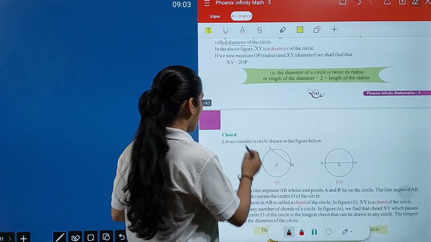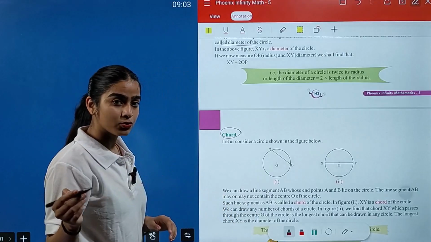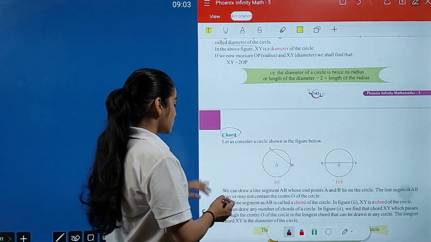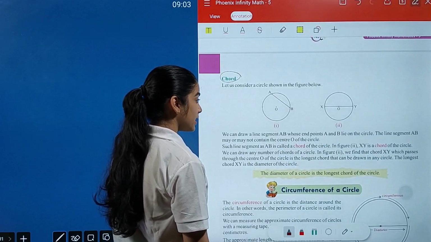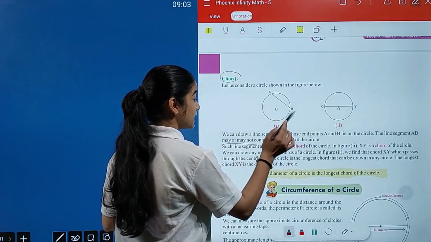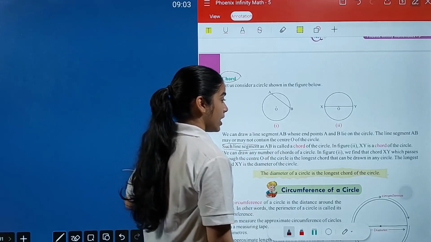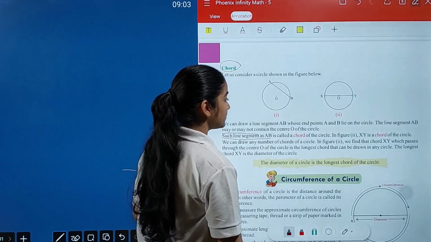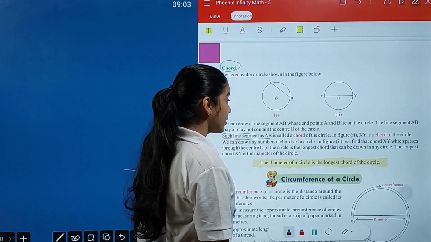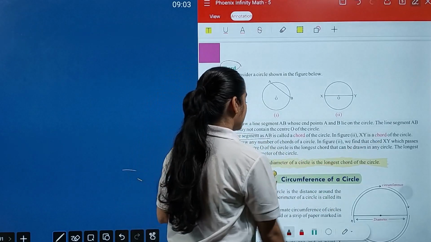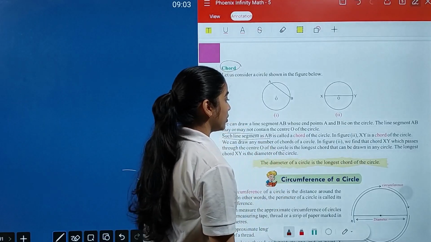Okay, so now we have the chord. A chord is a line segment in a circle whose endpoints lie on the circle. We can draw line segment AB whose endpoints A and B lie on the circle. The line segment AB may or may not contain the center O of the circle. Such a line segment AB is called a chord. Next, XY is a chord of the circle. We can draw any number of chords of a circle. Second, we find that chord XY passes through the center O of the circle, and is the longest chord that can be drawn in any circle.